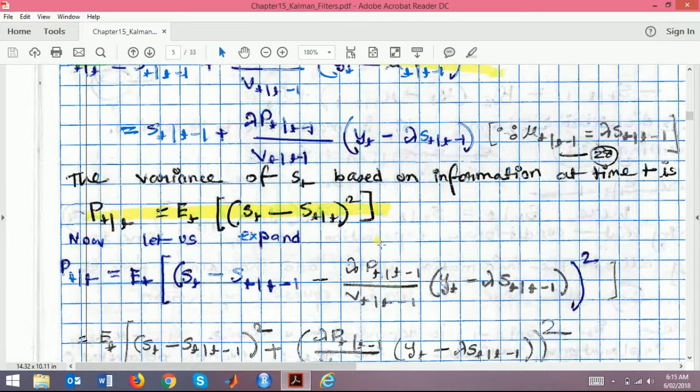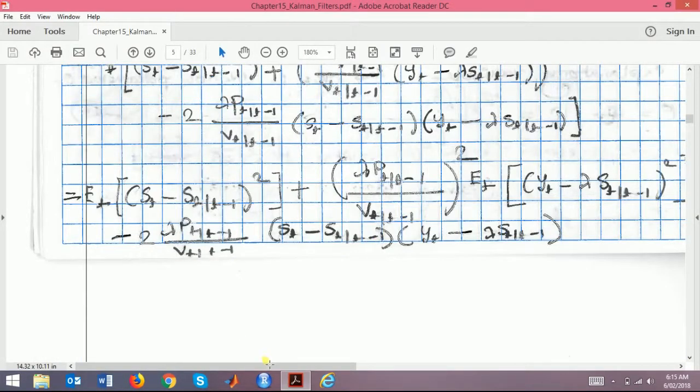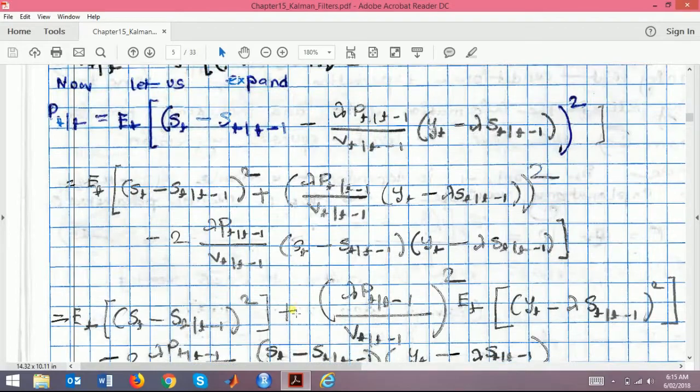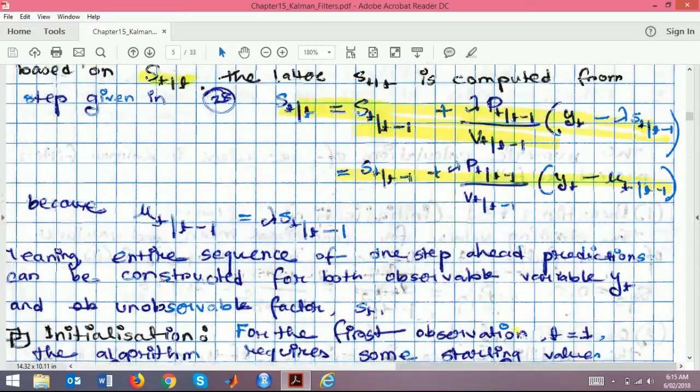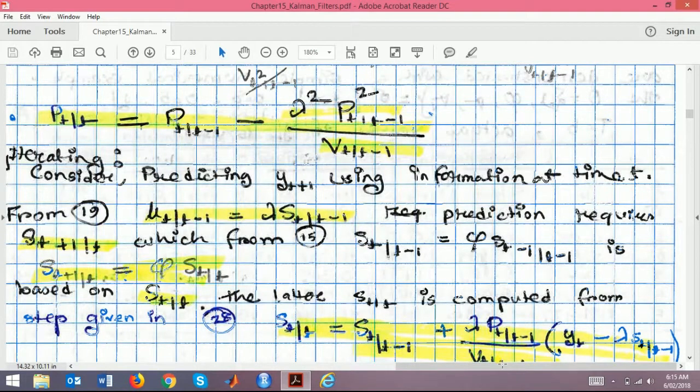Now from here we have a better predictor s11 minus s10, and we put the value of kappa inside, that gives you better s11 and p11, not p10 anymore. We have p11, and p11 equals p10, another very important equation, p10 minus, now the numerator gets squared, lambda square p10 squared divided by v10. That's all, very simple. p11 equals p10 minus lambda square p10 squared divided by v10.